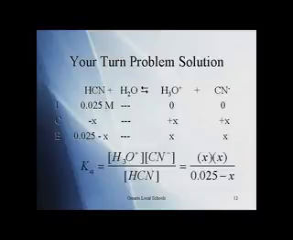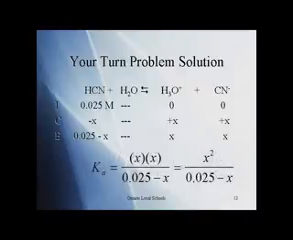Welcome back. Let's see how you did. Set up the ICE chart. Know that a weak acid is going to donate, in this case, hydrogen ion to water to form H3O+, and the cyanide ion, CN-. So here we have the ICE chart set up, and we set up our Ka expression. So we have our concentration of H3O+ times the concentration of CN- divided by our initial concentration of HCN. So x times x divided by 0.025 minus x.